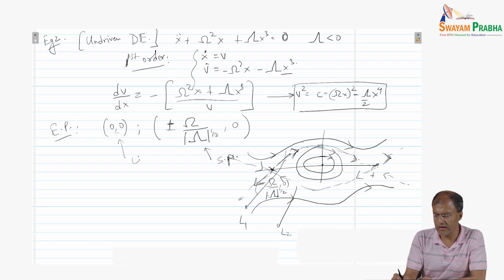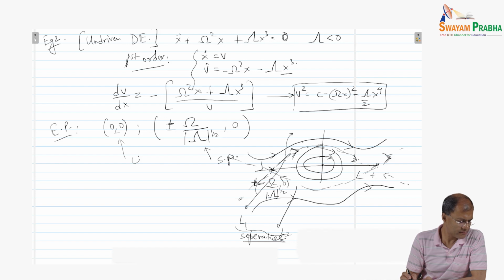So these two trajectories, L1 and L2, have a special name. They are also known as separatrices, and separatrices separate the region having closed curves from the region with open curves, or not closed, right? So closed loops and so on. Okay, so these are some starting examples.